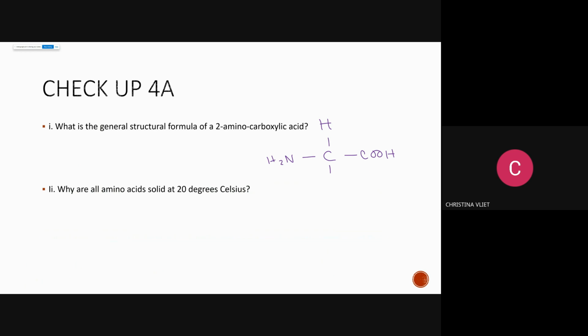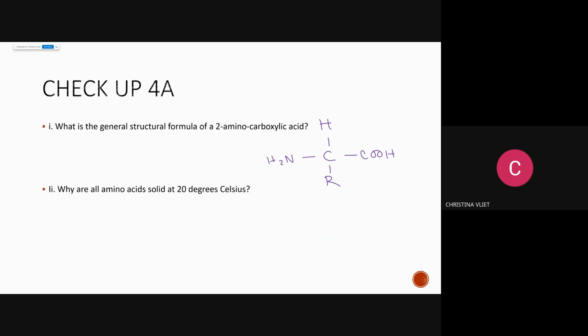And then R, where R could be anything. Could be 20 different things for the 20 unique amino acids. Are we okay with this general structure?